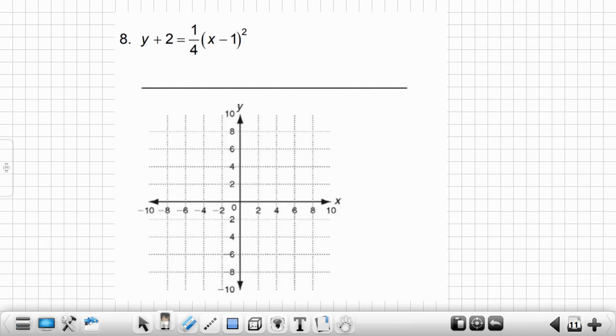Sione, what do you want to do? Subtract 2. Let's get our HK in. So what is our vertex?